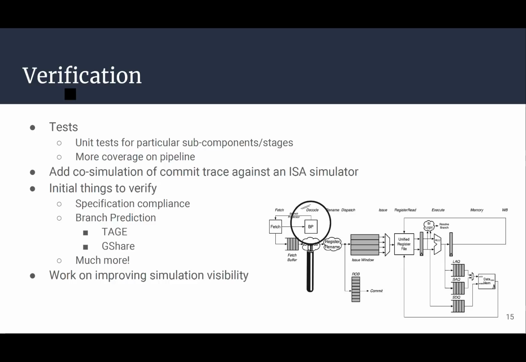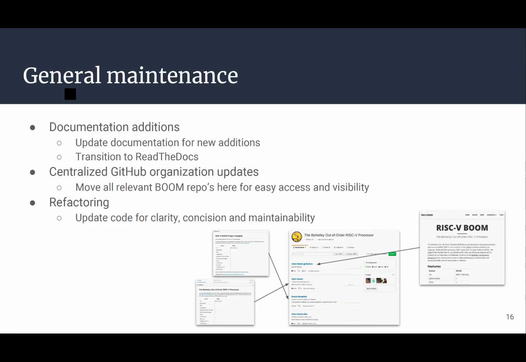A couple of particular things that we would like to verify is specifically the branch prediction. So there's a little bit of wonkiness inside of the branch predictor that we would like to get fixed up. And then we also want to make sure that we're spec compliant. So these are kind of the main verification things that we're looking for.